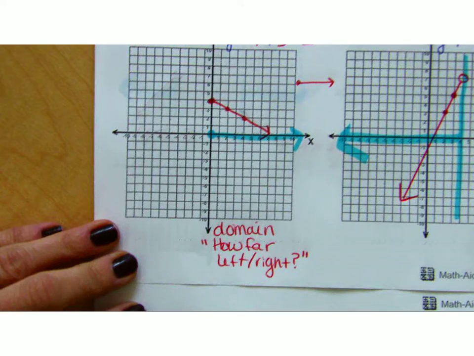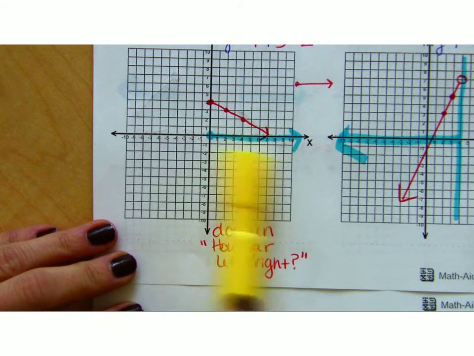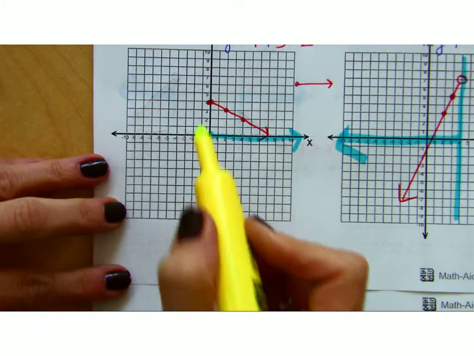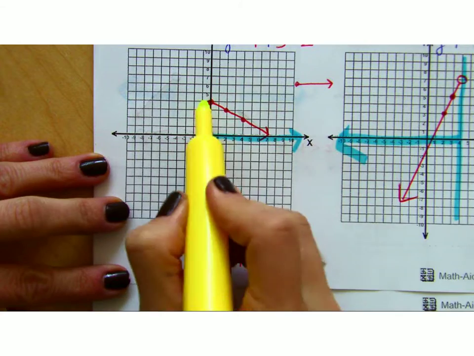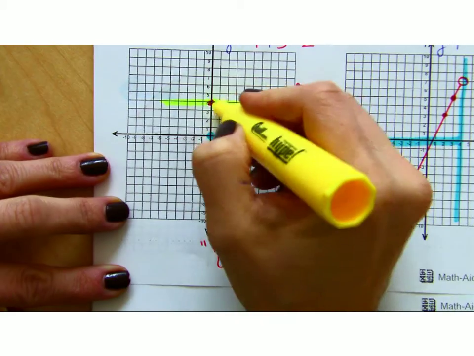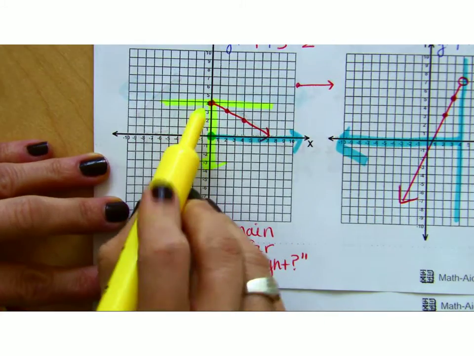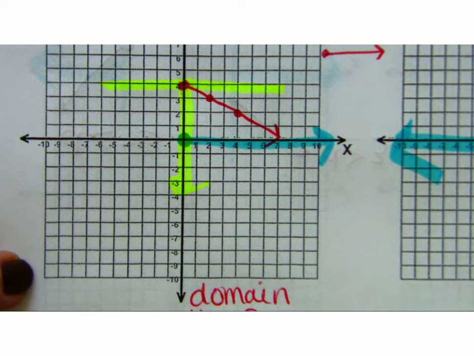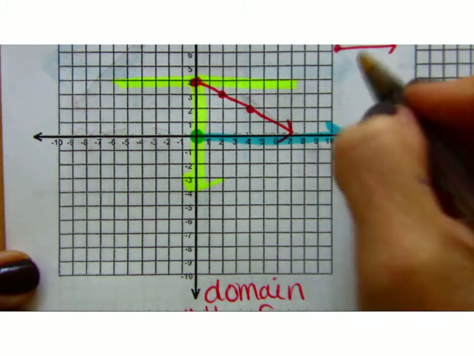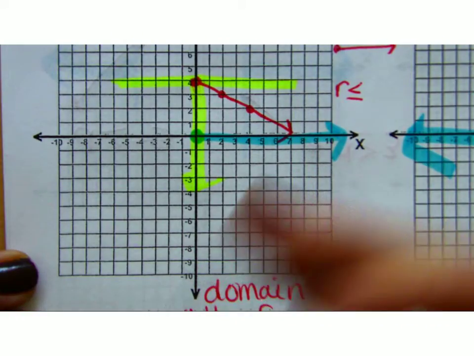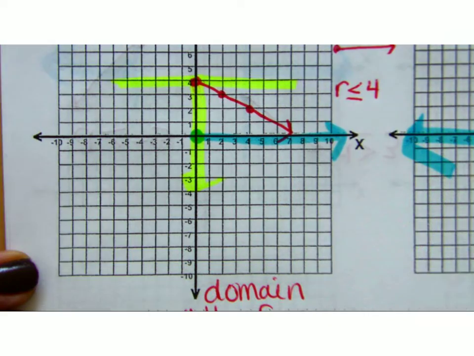So look what I'm doing. I'm not using a blue highlighter on the x-axis anymore. I'm going to get a different color and follow it over. So how high up can this graph go? This one, if you're looking at your graph, I know it's small, it can go as high as 4, but it can't go higher. So look how I'm going to write my range. R has to be less than or equal to 4.